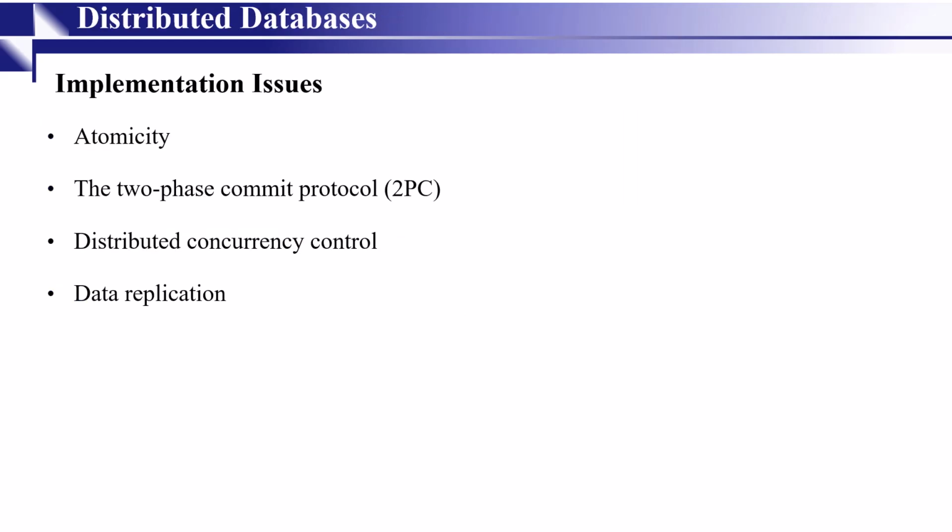Implementing a distributed database tackles big challenges. Atomicity ensures transactions complete fully or not at all, often via the two-phase commit protocol across sites. Distributed concurrency control prevents conflict over shared data. And data replication, copying data to multiple sites, boosts speed and reliability, but also requires synchronization mechanisms. These are the nuts and bolts of distribution.